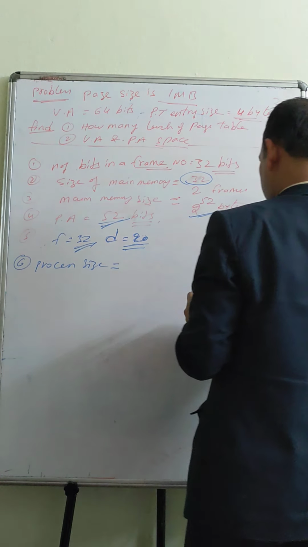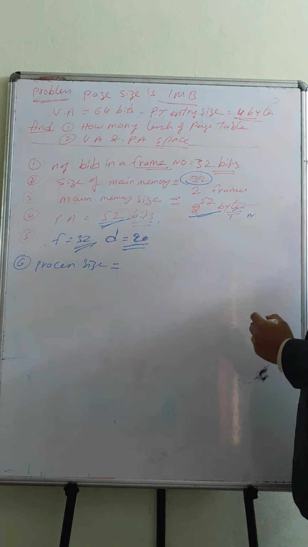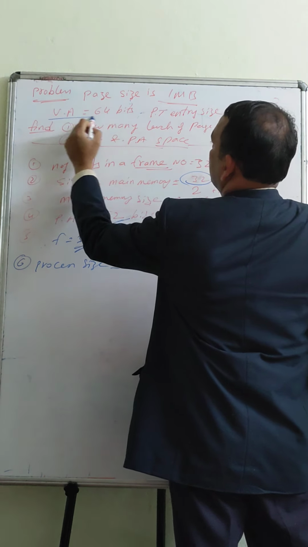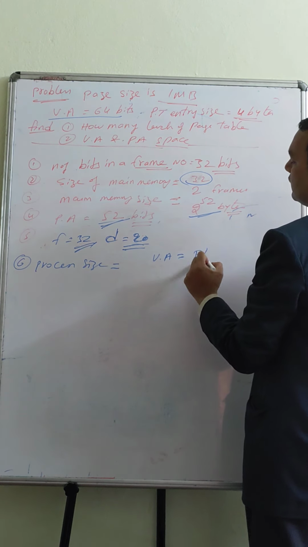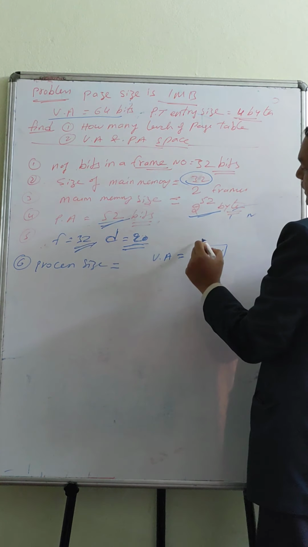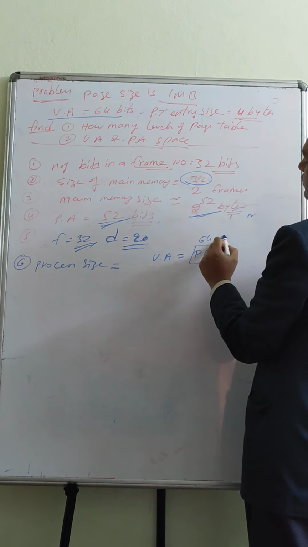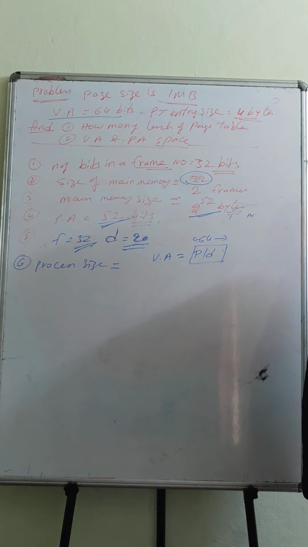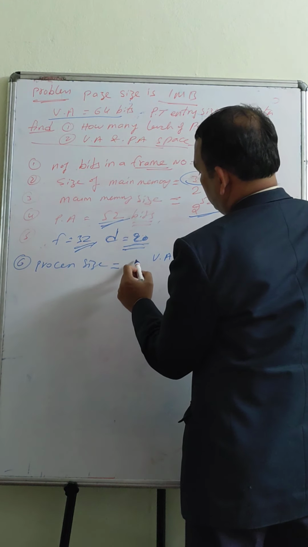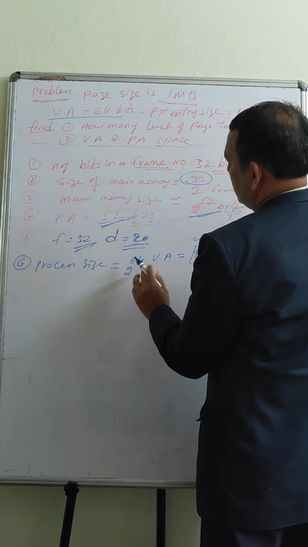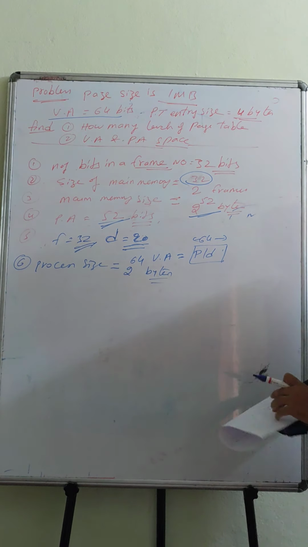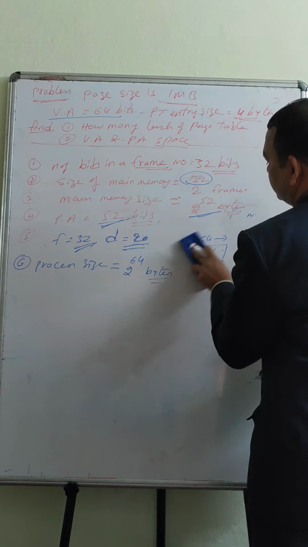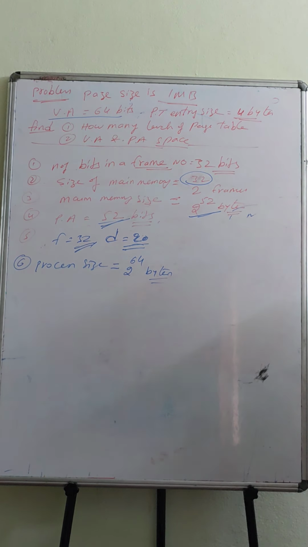Process size, how will we calculate it? Here in the problem statement, the virtual address is already given. Virtual address is equal to P plus T. This address is 64 bits, it is given. So process size is equal to 2 power 64 bytes. 2 power 64 is the process size, my dear friends.